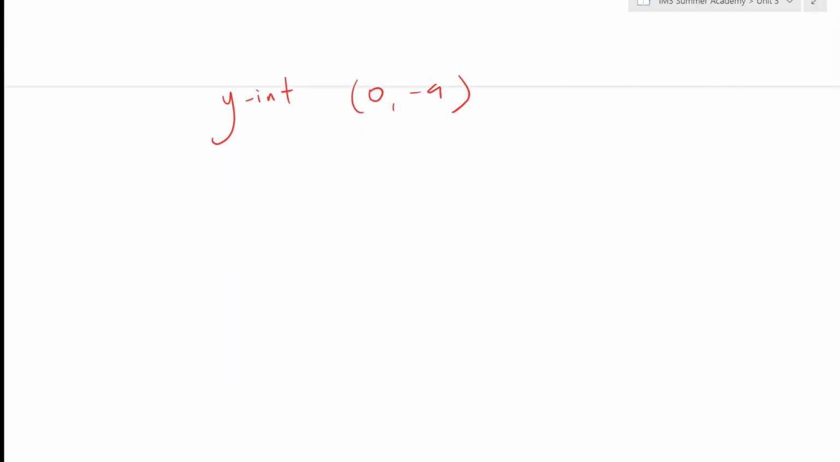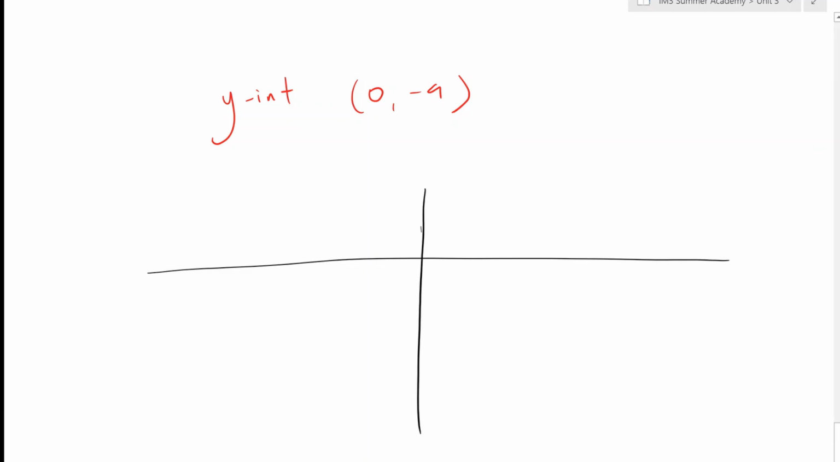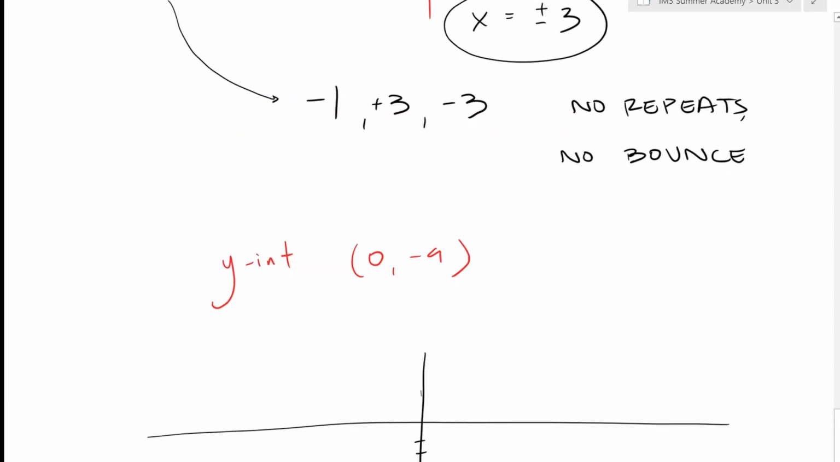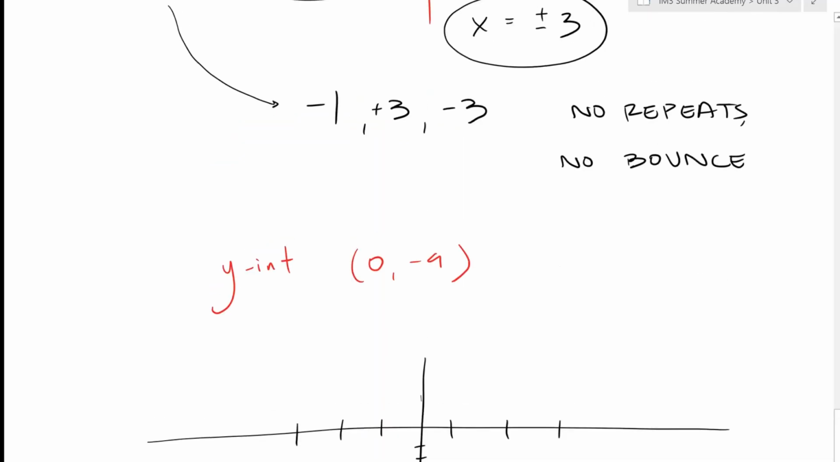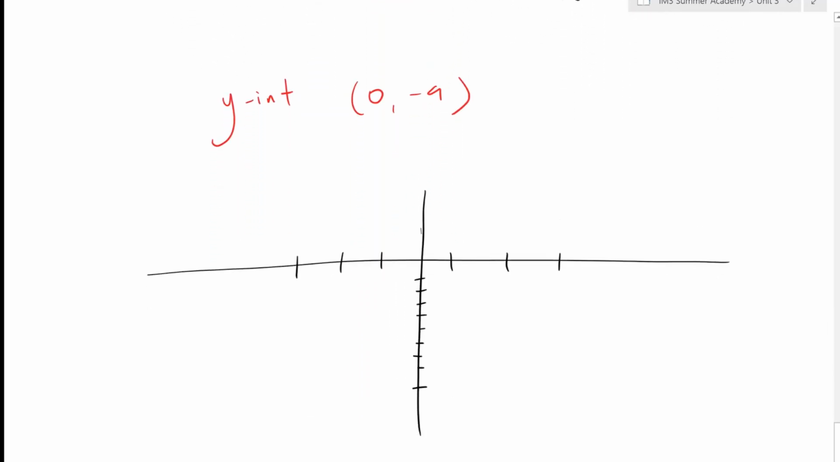So this is all information we can use to graph. Definitely things are skewed towards the negatives. 1, 2, 3, 4, 5, 6, 7, 8, 9. Let's see over here. I need to go 3 in each direction. All right, so we'll make note of it. I have x-intercepts at negative 1, positive 3, and negative 3. I also have a y-intercept at negative 9.